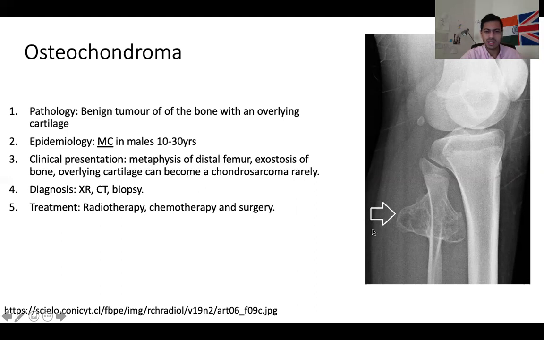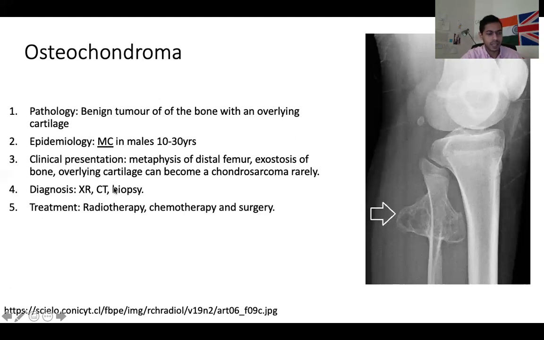Clinical presentation is usually in the metaphysis of the distal femur, and exostosis of the bone. An exostosis is a big, tennis-ball-like mass, which is reactive on the outer rim of the bone, and very, very rarely the overlying cartilage can become a chondrosarcoma. And a chondrosarcoma is obviously a malignant tumor of the cartilage.